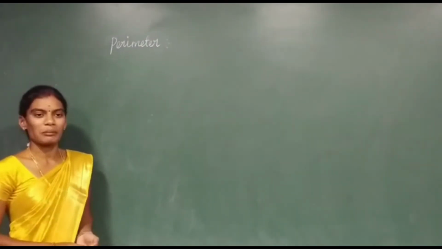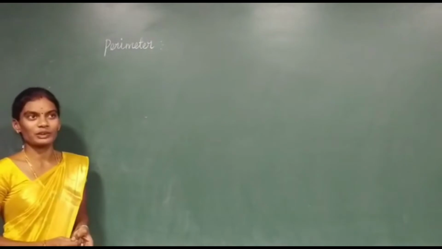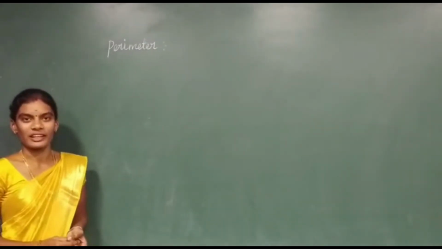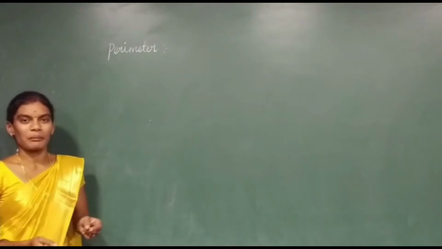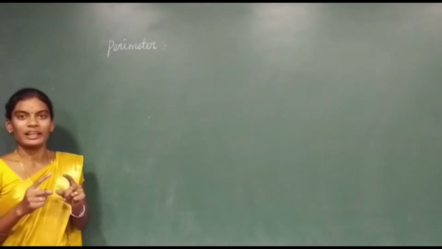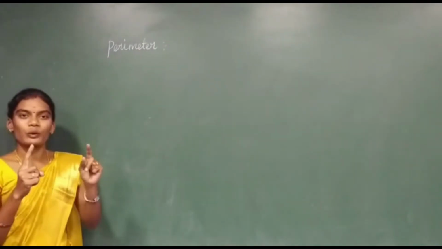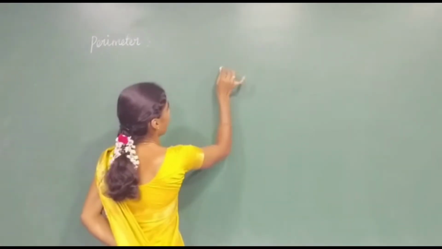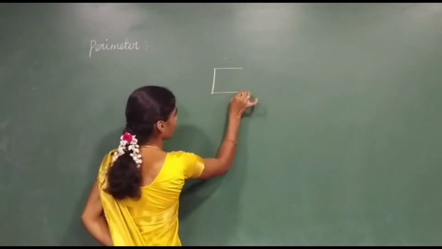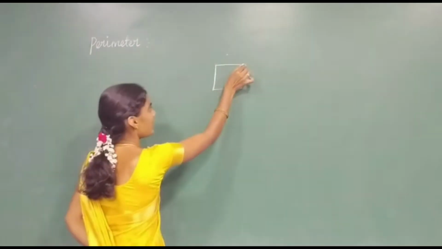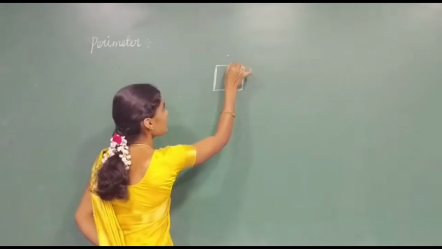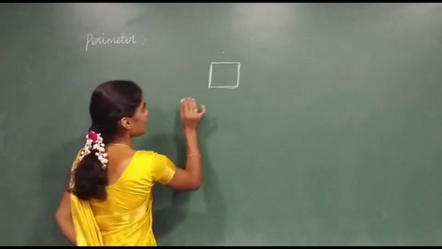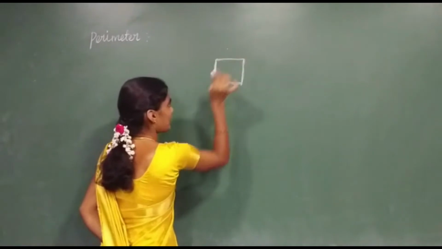Our topic is perimeter and area. First of all, we want to know the meaning and definition of perimeter. The perimeter is nothing but the length of the boundary of any closed shape. For example, take this shape. We want to calculate the length of the boundary of this shape, which is called perimeter. Can you understand? The unit of perimeter is the unit of length itself.